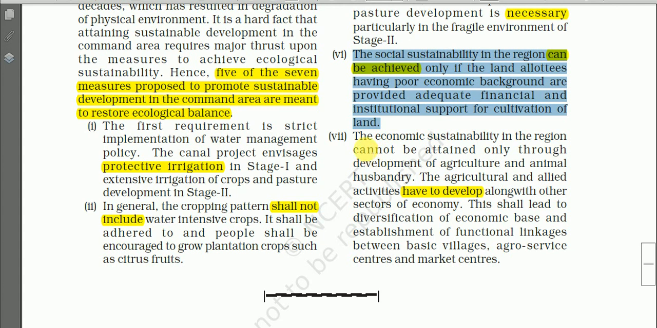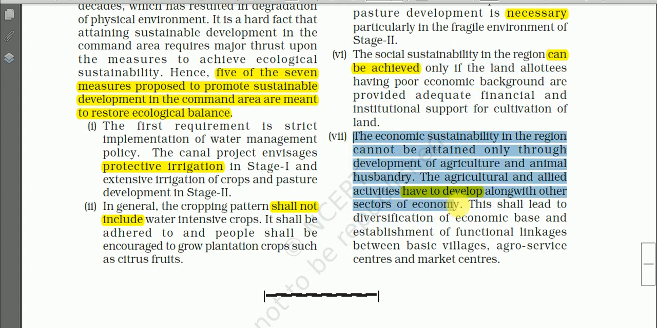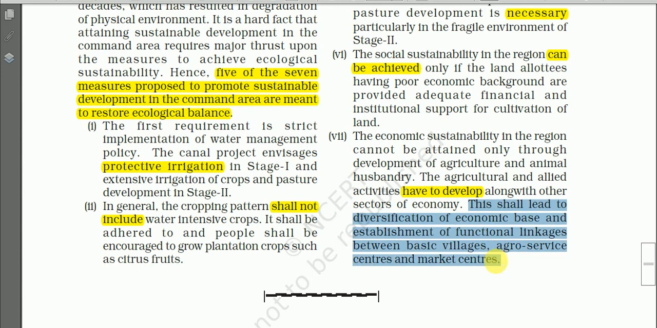Then the last one, the economic sustainability in the region cannot be attained only through the development of agriculture and animal husbandry. The agriculture and allied activities have to develop along with other sectors of economy. Okay, so development of agriculture and animal husbandry alone cannot improve the life of the farmers in this area. So agricultural and allied activities have to develop along with other sectors of economy, and this shall lead to diversification of economic base and establishment of functional linkage between basic villages, agro service centers and the market centers. This also has to be done.